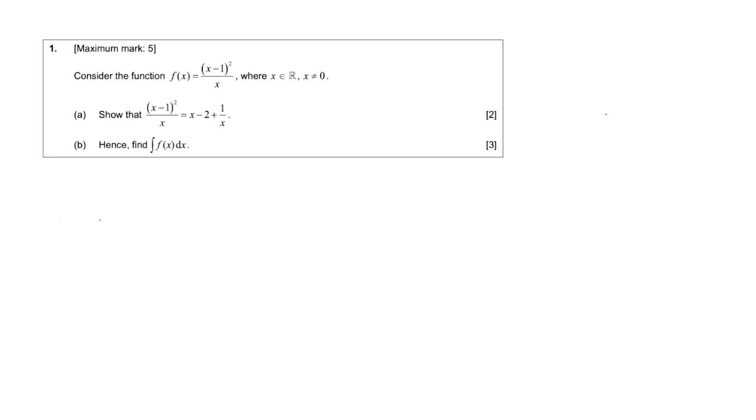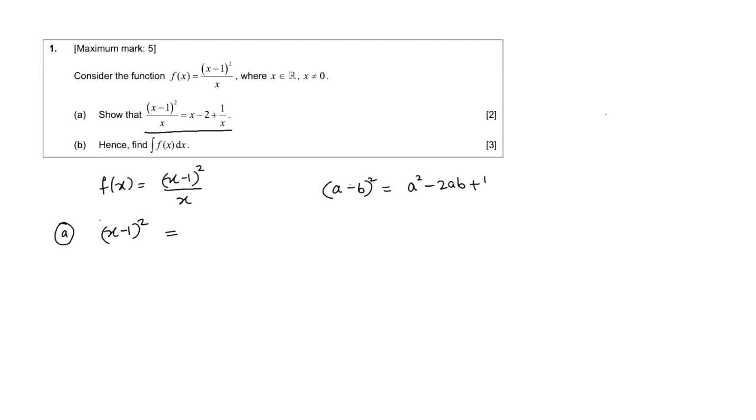Okay, this question says: consider the function f(x) = (x - 1)² / x, where x belongs to R and x is not equal to 0. Now we need to show that (x - 1)² / x is nothing but x - 2 + 1/x. For that, first we'll expand this bracket. Do you remember this formula, (a - b)² = a² - 2ab + b²? We can apply this formula here.